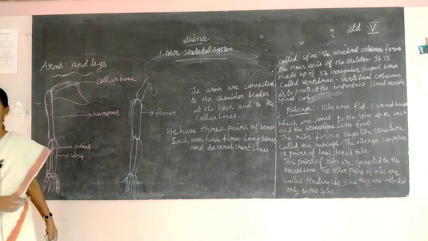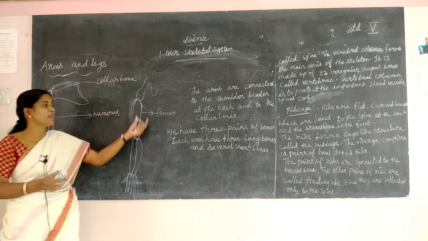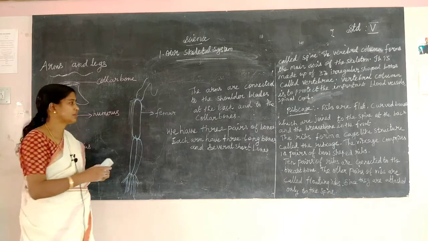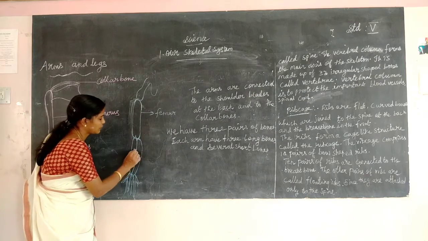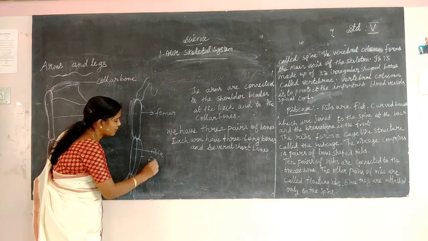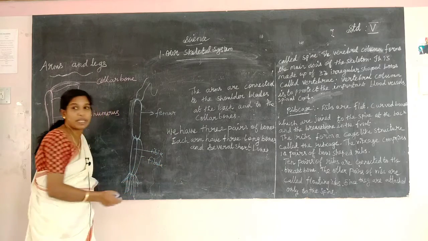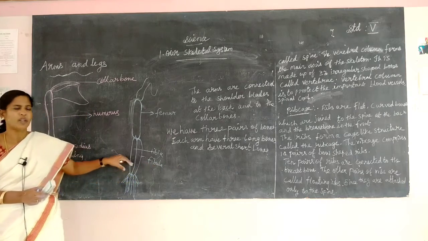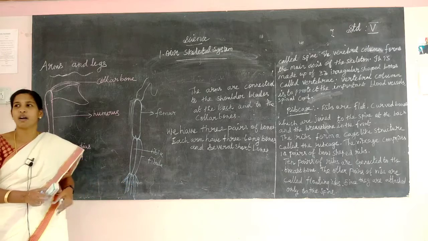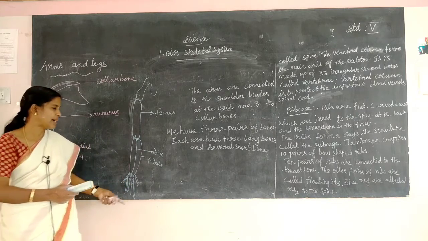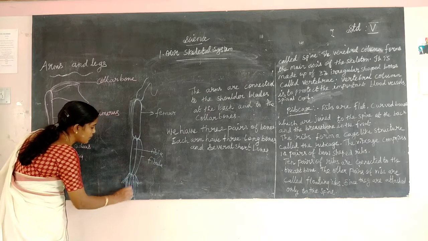The longest bone of the human skeletal system, a very large bone, is the femur. Next one, tibia and fibula. The two long bones are tibia and fibula, and the small bones in the lower leg are the ankles and toes. Ankles and toes are smaller bones.